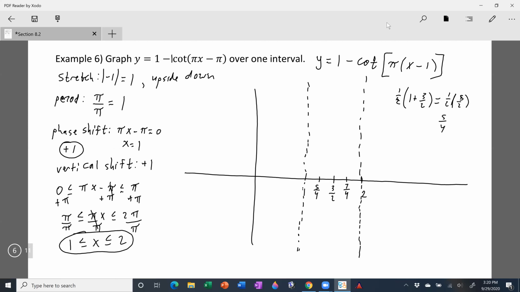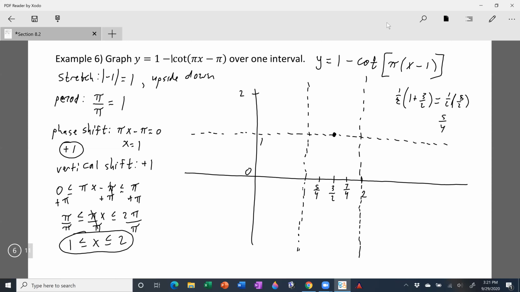Let's see, we've got that phase shift. Okay, vertical shift is +1. So I'll go ahead and do 1. Okay, and then we had that the stretch was just a regular 1. We'll take care of the fact that it's upside down, but since it's just a 1, it means it's going to go up by 1 from the vertical shift and down by 1 from the vertical shift.